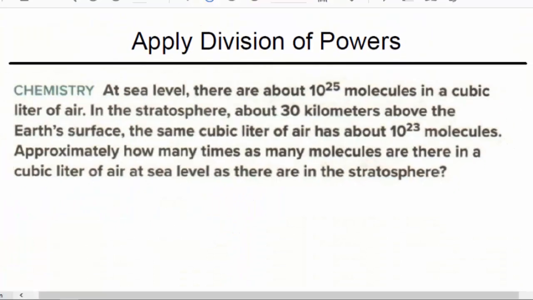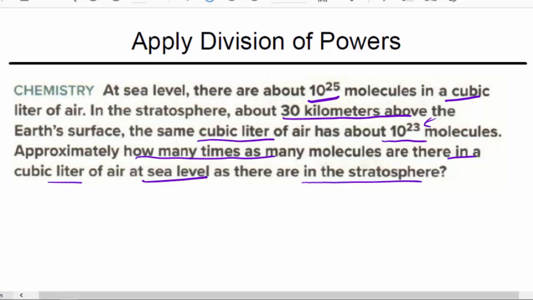Okay, so now they want us to apply the divisions of powers. So at sea level, there are about 10 to the 25th molecules in a cubic liter of air. In the stratosphere, that's way up about 30 kilometers. The same cubic liter of air has about 10 to the 23rd molecules. Since the exponent is smaller, that means there's less air molecules the higher you go. Approximately how many times as many molecules are there in air at sea level as there is in the stratosphere?